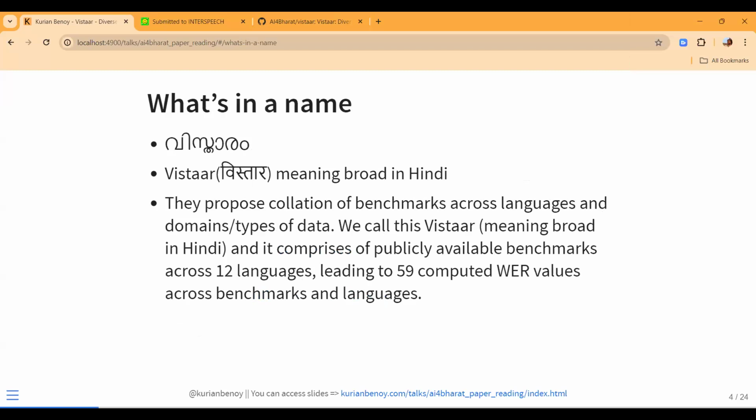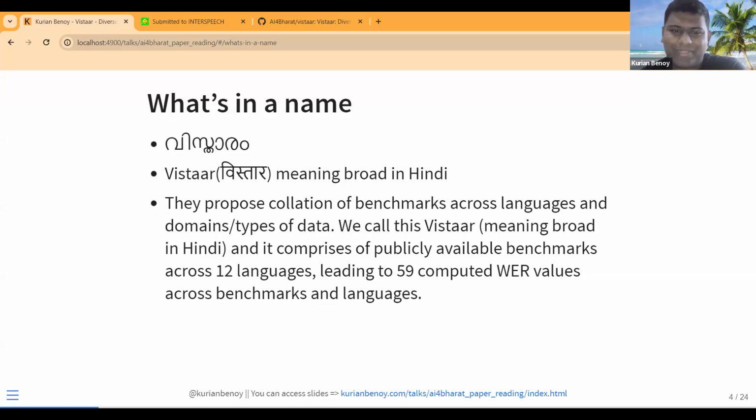So, about the Vistaar paper. The name itself comes from the Hindi word Vistar, meaning broad. In my mother tongue Malayalam, it's called Vistaram, and it's the same thing. So it's not just one Hindi word. I think in a lot of common languages, at least in Malayalam, it has the same meaning.